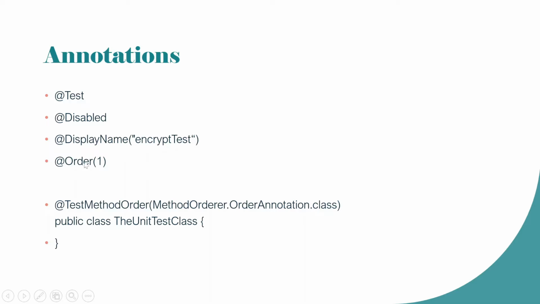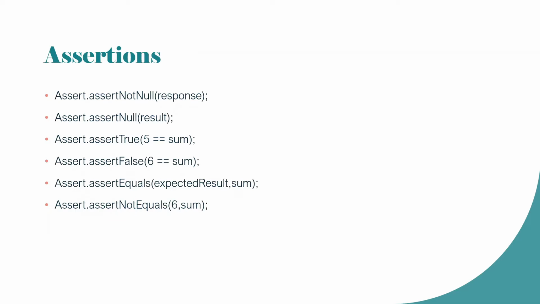And then the Order annotation. In this project, I'm able to order the unit tests to run in a certain order. In order to do that, we need to use this annotation on the unit test class, the TestMethodOrder, and we pass it that parameter. Just a recap, these were the assertions that we ran in the previous project.